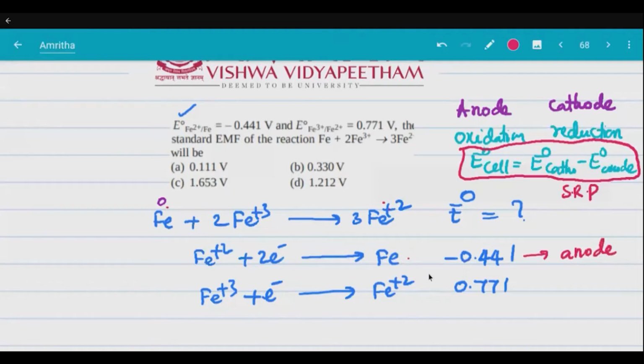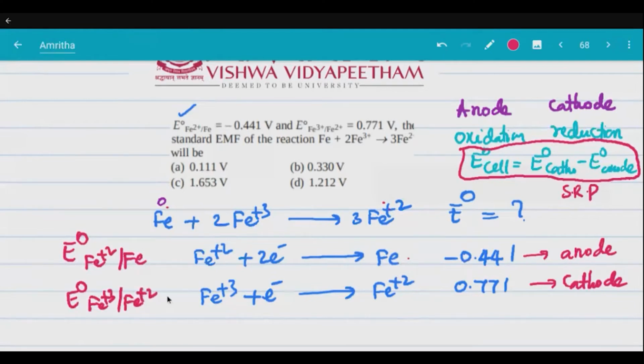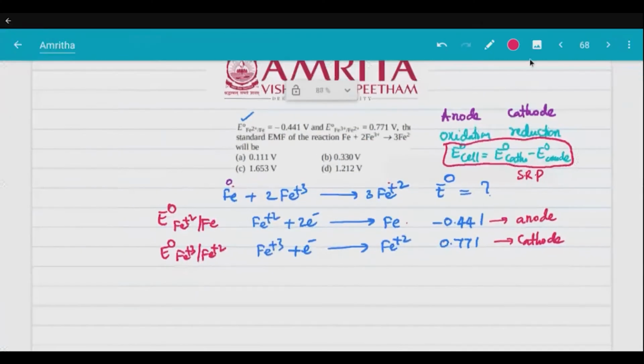Okay, now this one is cathode. Both are reduction potentials, so this is SRP. See how I'm writing SRP? Fe+2 to Fe, and this is Fe+3 to Fe+2. Both are SRP values. We'll mention here, so these both are SRP values.